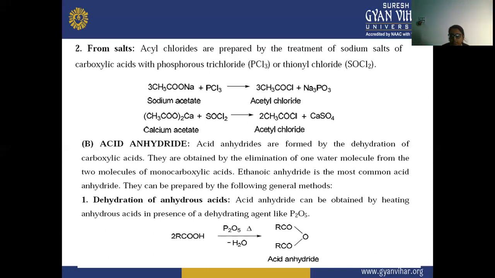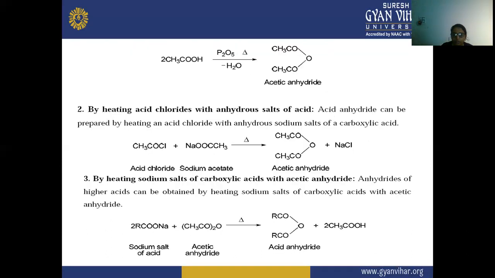Here you can see RCOOH, the monocarboxylic acid, and we have taken two molecules of monocarboxylic acid, reacted in the presence of P2O5, your dehydrating agent. If we heat it in the presence of this dehydrating agent, there is a formation of the acid anhydride, and there is a removal of a water molecule from it. Here the reaction shows that the ethanoic anhydride is formed.